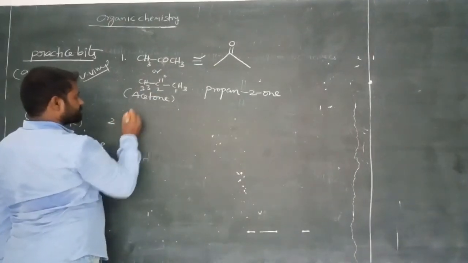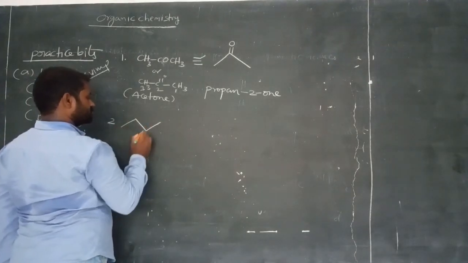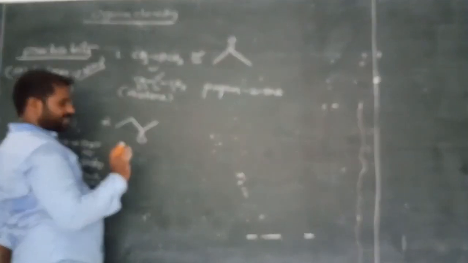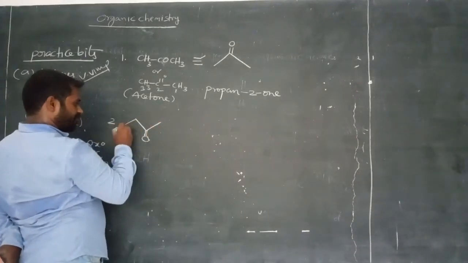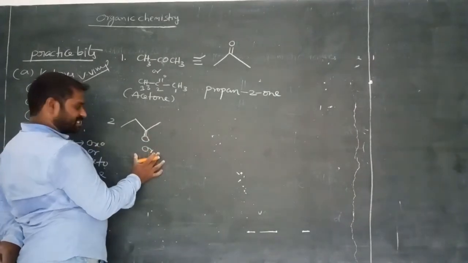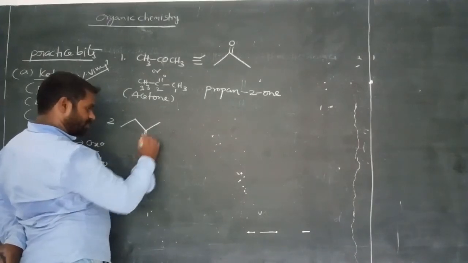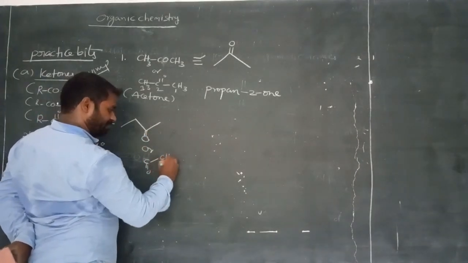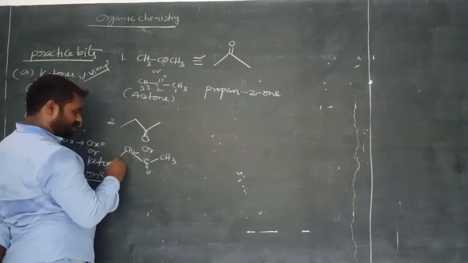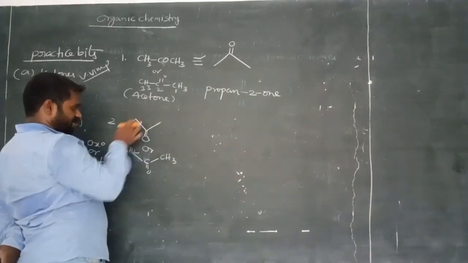Okay, and next one. First we have to identify the number of carbon atoms. 1, 2, 3, 4. This is one group, this is one group. I can write the complete elaborate structure here. So this is C double bond O. This carbon consists of C double bond O, and this means CH3, and this one CH2, and this one CH3. This is the structure: CH3, C double bond O, CH2, CH3.